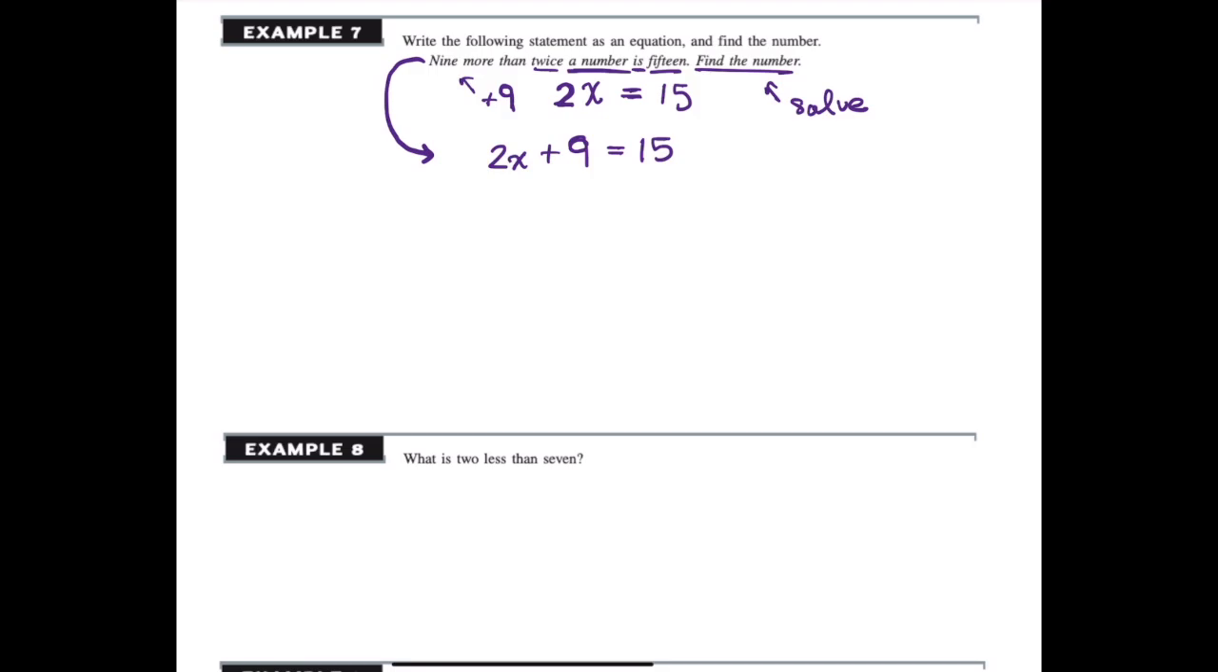So let's solve it. We've been solving equations. Let's use our processes. I want to solve for this x. Let's move the 9 over to the other side. So we have 2x, 9's cancel out on this side, equals 15 minus 9 is positive 6. Let's solve for x. It's being multiplied by 2, so we'll divide both sides by 2. That'll cancel on the left side, and then 6 divided by 2 is 3. That's the number that they're looking for.